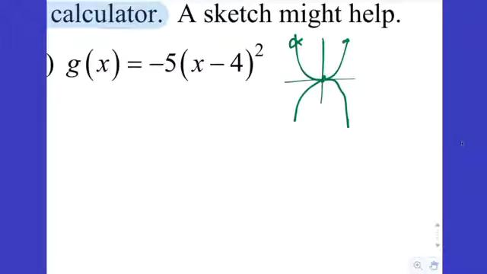What would the 5 do on its own? Yeah, kind of like the 3 did in the previous problem. This one's going to stretch it vertically by a factor of 5. That's just going to make it a little bit steeper, kind of like that. The -4 is hugely important. That's going to shift it where? Left, right, up, or down 4?